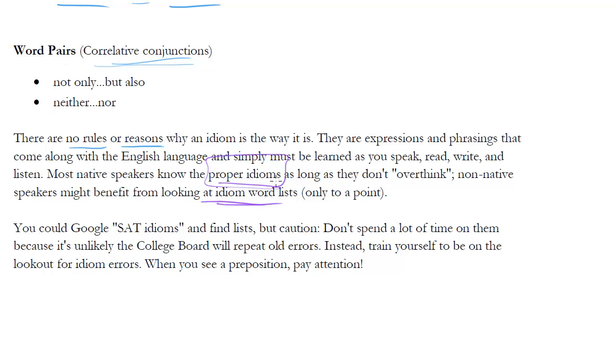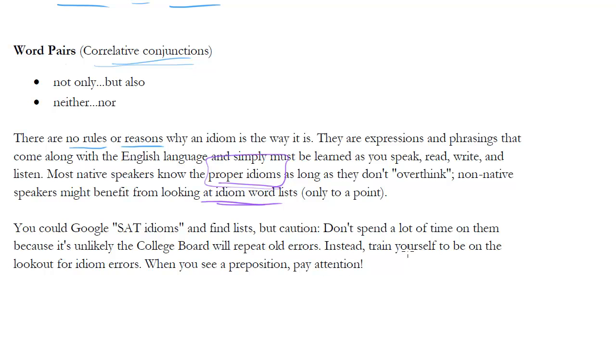Only to a point, though, because there's some diminishing returns when it comes down to that. So you could Google SAT idioms, you could find lists, but you've got to be careful. Don't spend a lot of time on this because it's unlikely the College Board is going to repeat old errors, right? If they use an error on one test, why would they repeat it? They'll just find some other kind of prepositional idiom or other idiom to use on the next. So memorizing word lists and idiom lists has only limited usefulness. Same kind of thing with vocabulary, which I talk about elsewhere.